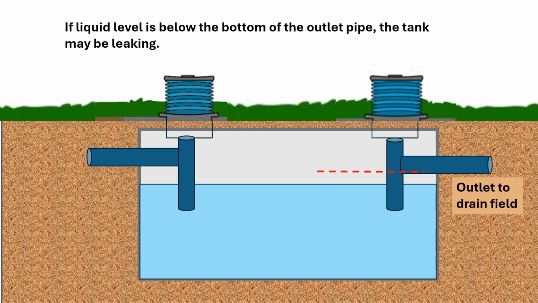Lastly, if the liquid level in the septic tank is below the bottom of the outlet pipe, it can mean that the tank is leaking. In other words, water is leaving by some other means besides flowing into the drain field. Leaking septic tanks are a major concern with groundwater pollution.